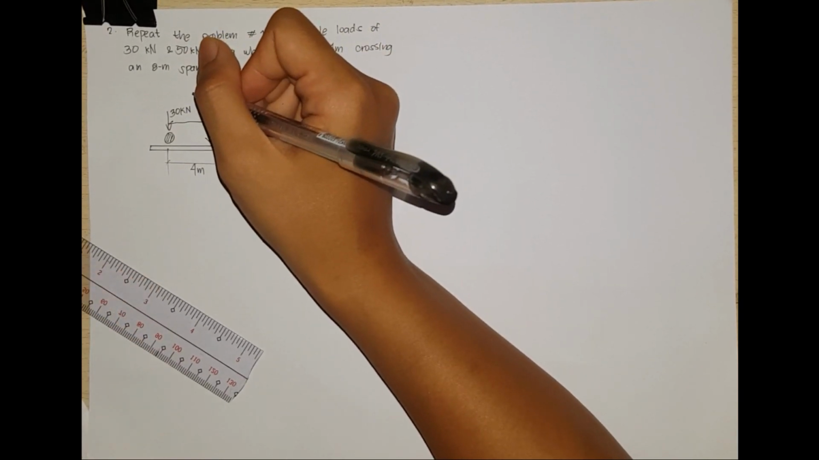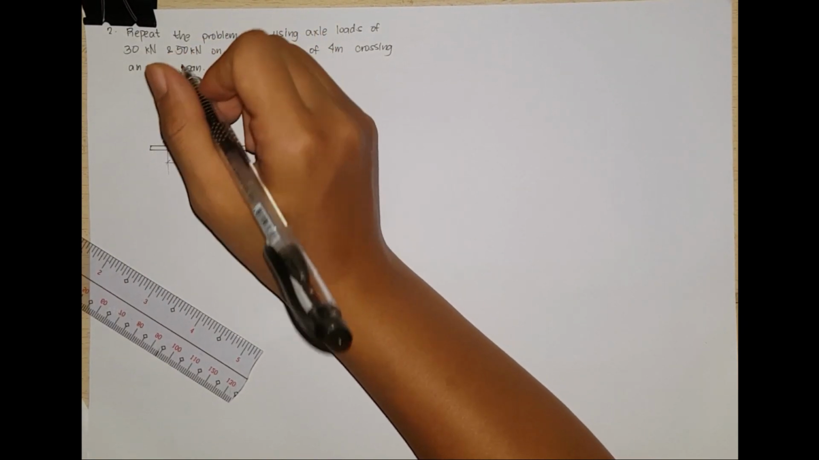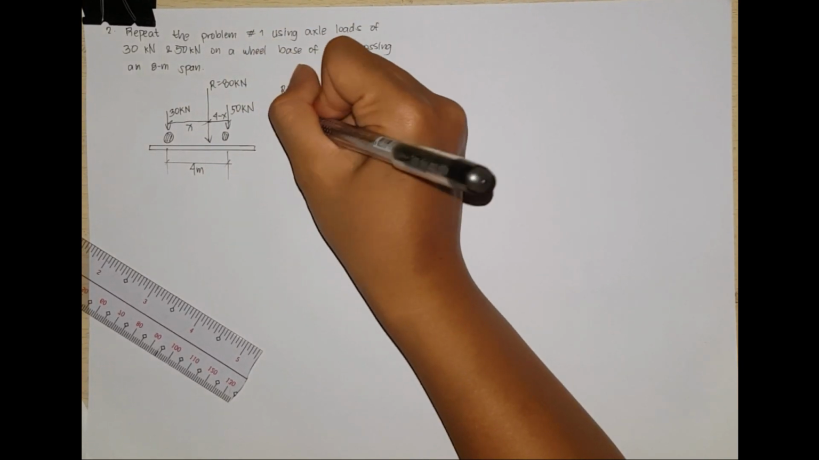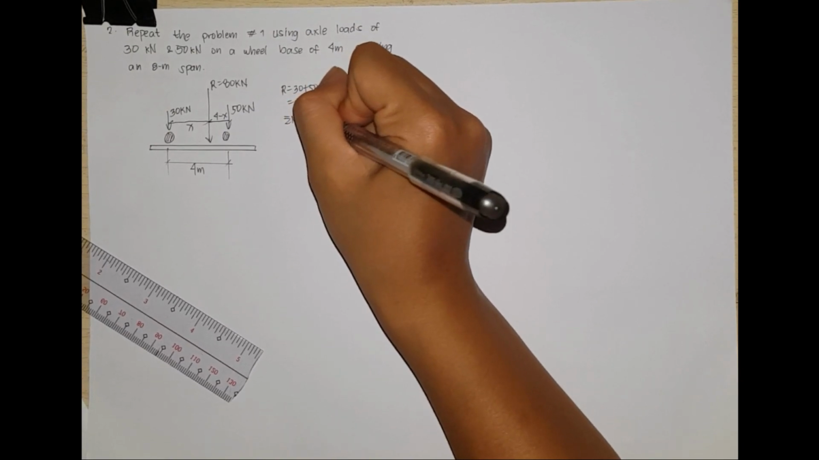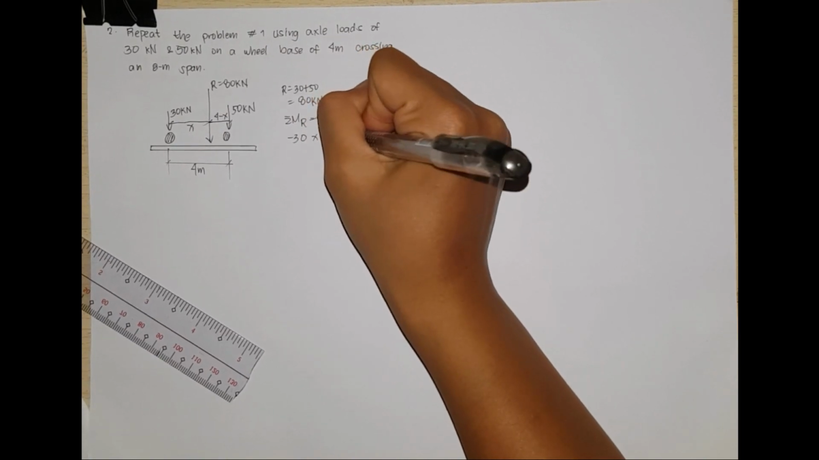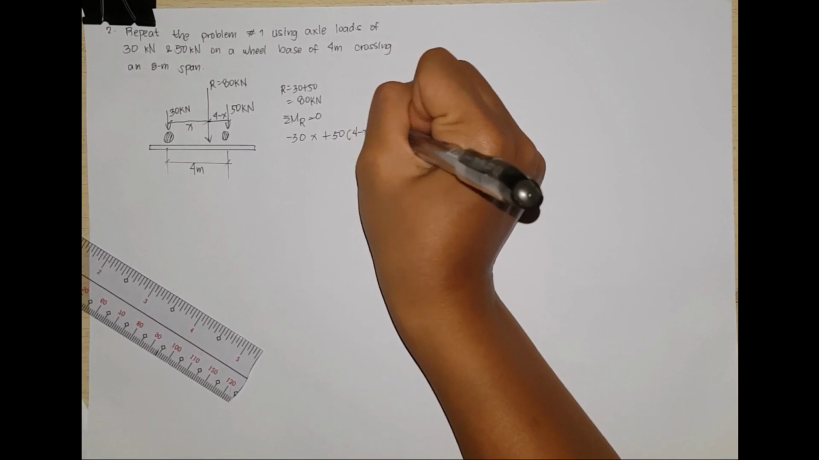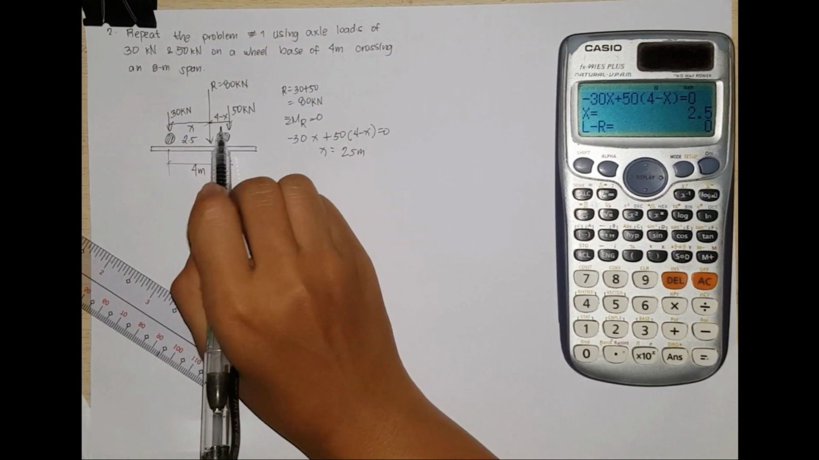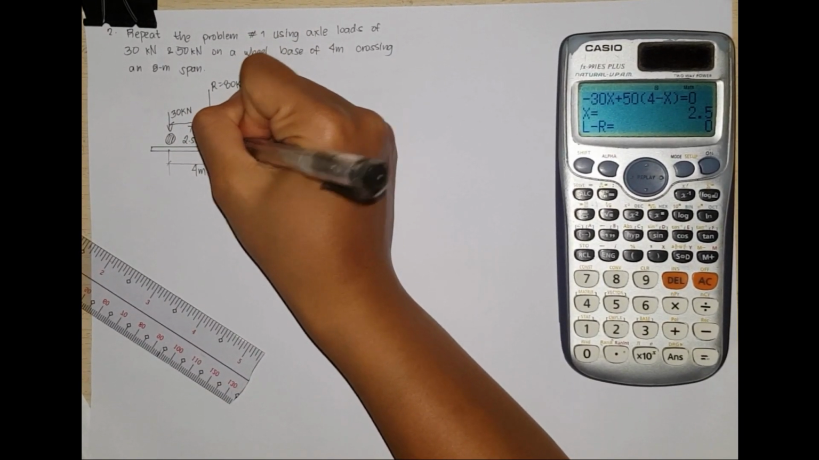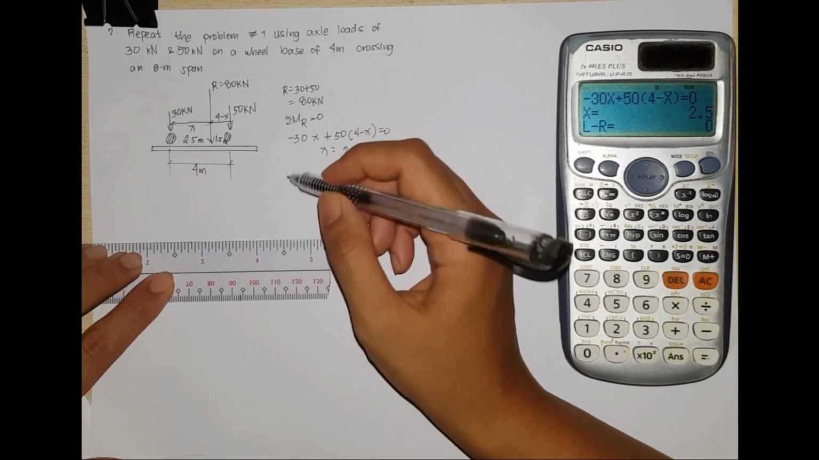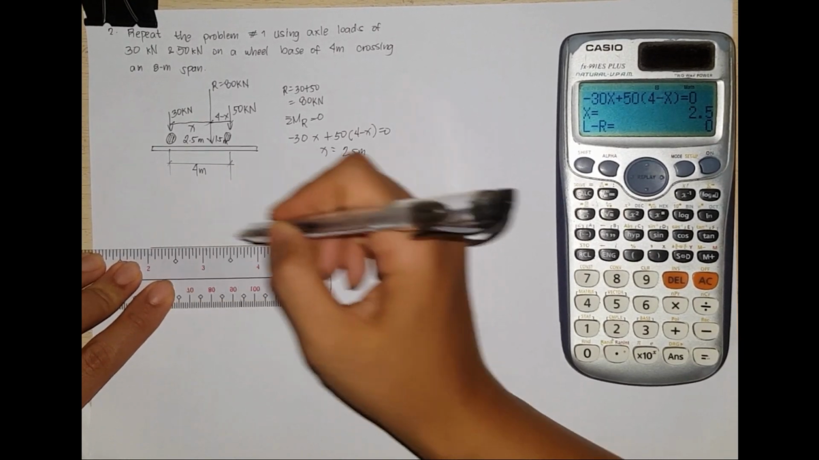Solve natin yung position ng ating resultant, kung gaano siya kalayo sa 30 kilonewton. So, we have x and we have 4 minus x. Taking the summation of moment at R is equal to 0, we have negative 30 multiplied by x plus 50, moment arm is 4 minus x, is equal to 0. Therefore, the value of x is equal to 2.5 meters. Therefore, this is 4 minus 2.5, so this is 1.5 meters. Ilipat na natin siya sa 8 meter span na bridge.